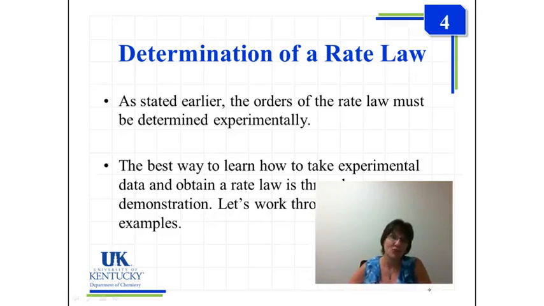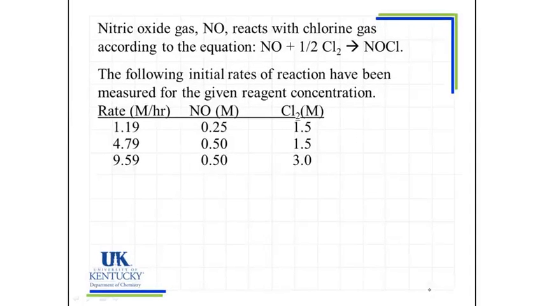The best way to demonstrate this is with an example, so we're going to do a couple of worked examples as we go through this process. Here's our first reaction. We are reacting NO and Cl2 to produce NOCl. We know that the rate law will take the form of a rate constant, a lowercase k, times NO raised to some power, which we'll call x. I don't know the power. And Cl2 raised to some power, which I'll call y. I don't know that power either. My goal is to determine those two powers.